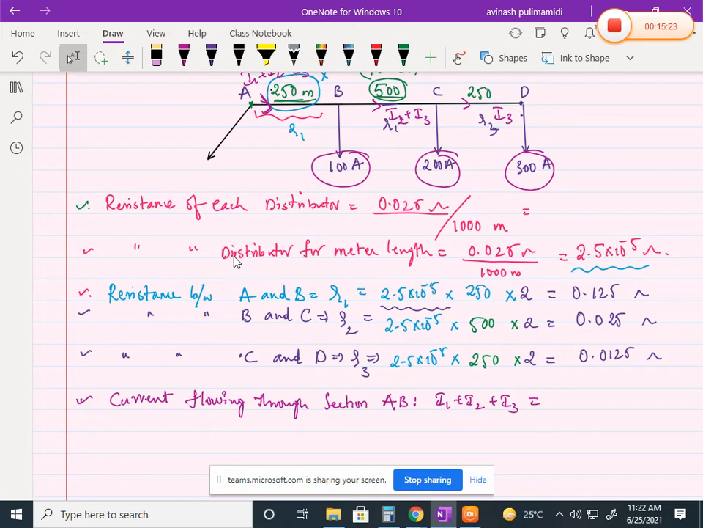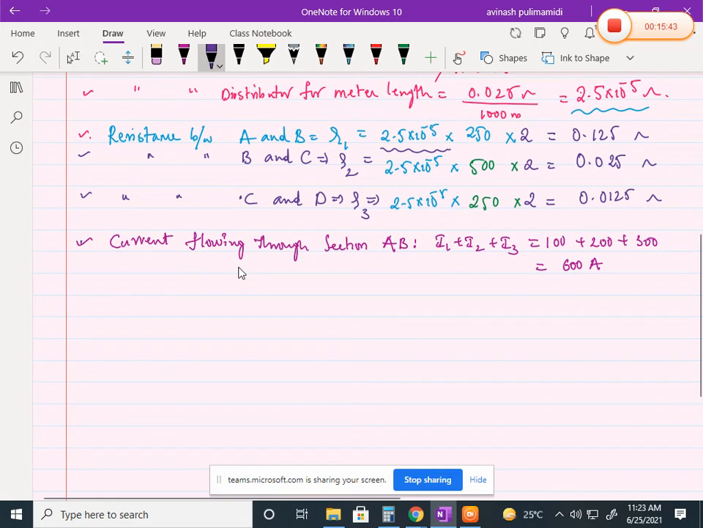Then what is the current I1 here? I1 is 100, I2 is 200, I3 is 300. 100 plus 200 plus 300. Then what is the total current here? 600 amperes. Okay. Similarly, what is the current flowing through the section?